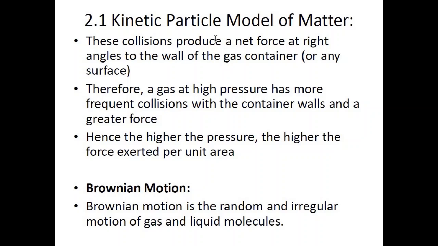In order to test that the gas particles move randomly, we have a little experiment that is known as Brownian motion. It is the random and irregular motion of gas and liquid molecules. Brownian motion was discovered by a scientist named Brown, and his experiment is still a part of physics. That random movement of gas or liquid particles inside their container is known as Brownian motion.